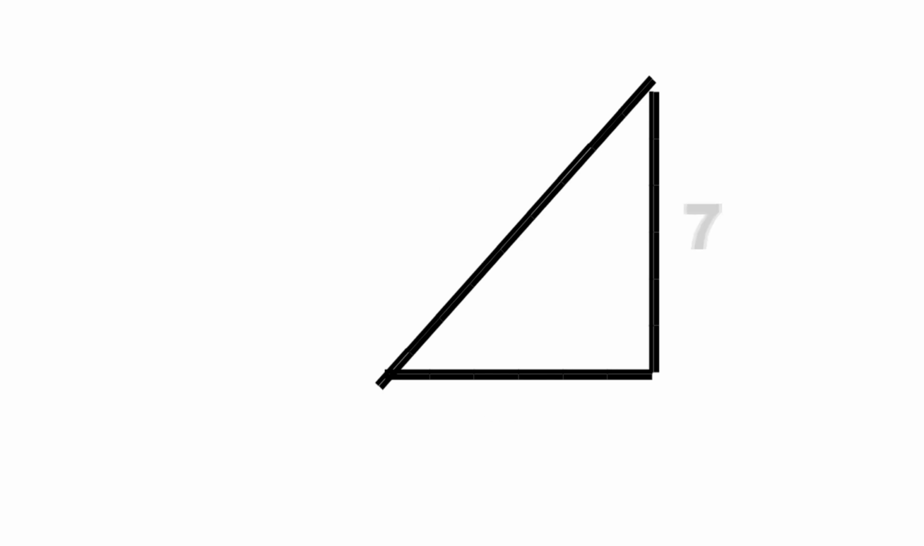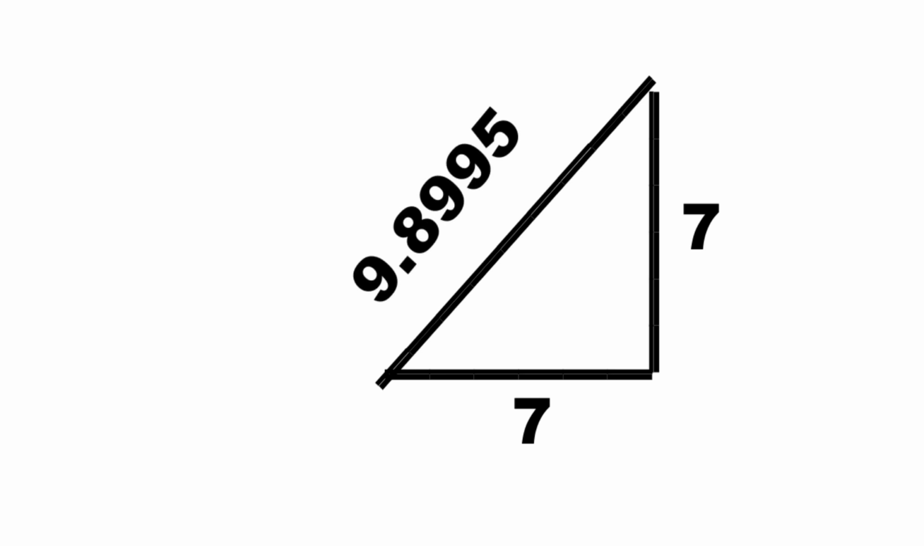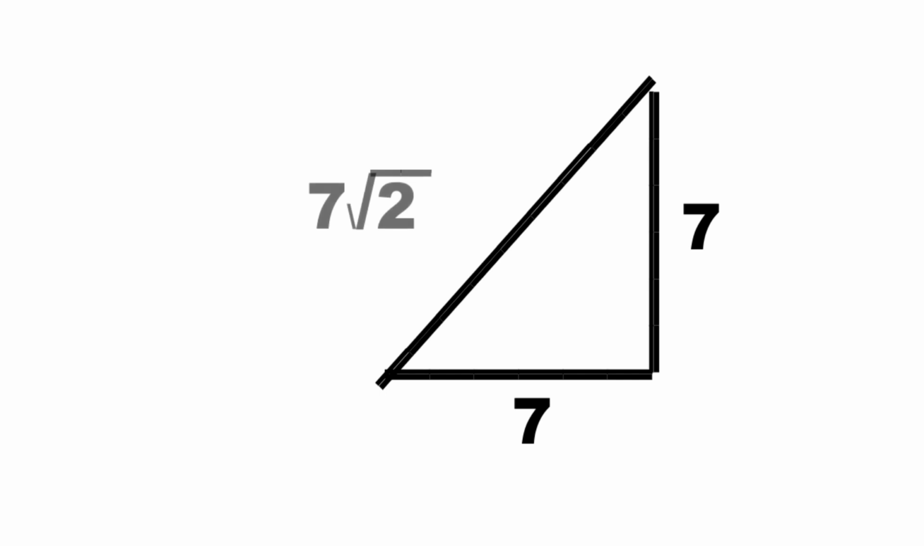To have more understanding, we are going to have an example. If the shorter leg measures 7 units, the other shorter leg is also 7 units, and the hypotenuse is equal to 7 times the square root of 2. 7 times the square root of 2 is approximately equal to 9.8995. But sometimes it is better to remain in the form 7 times square root of 2 and avoid approximation.